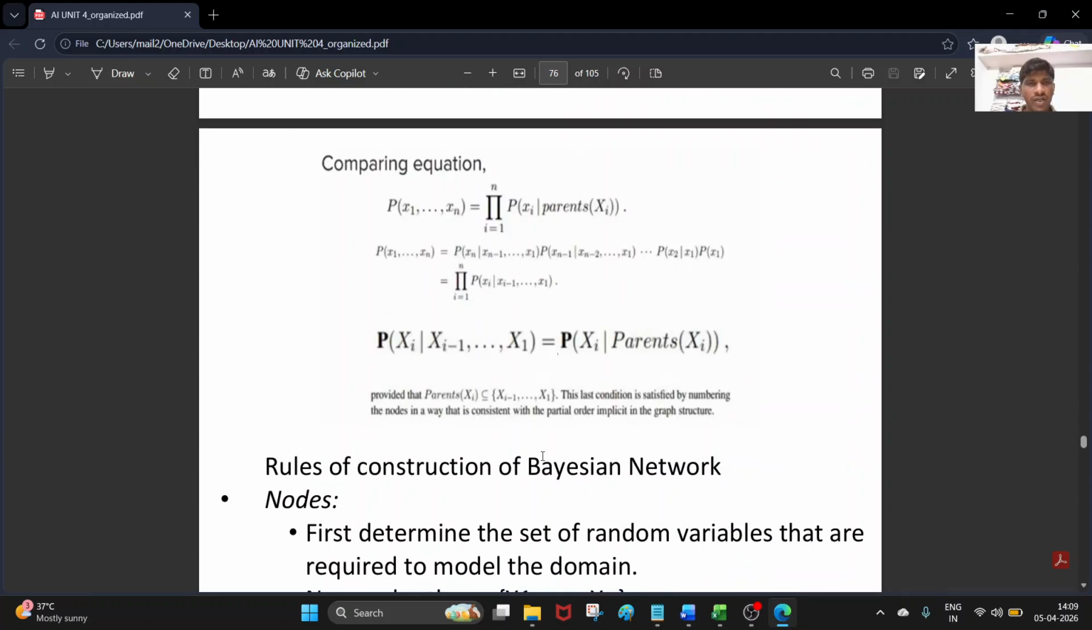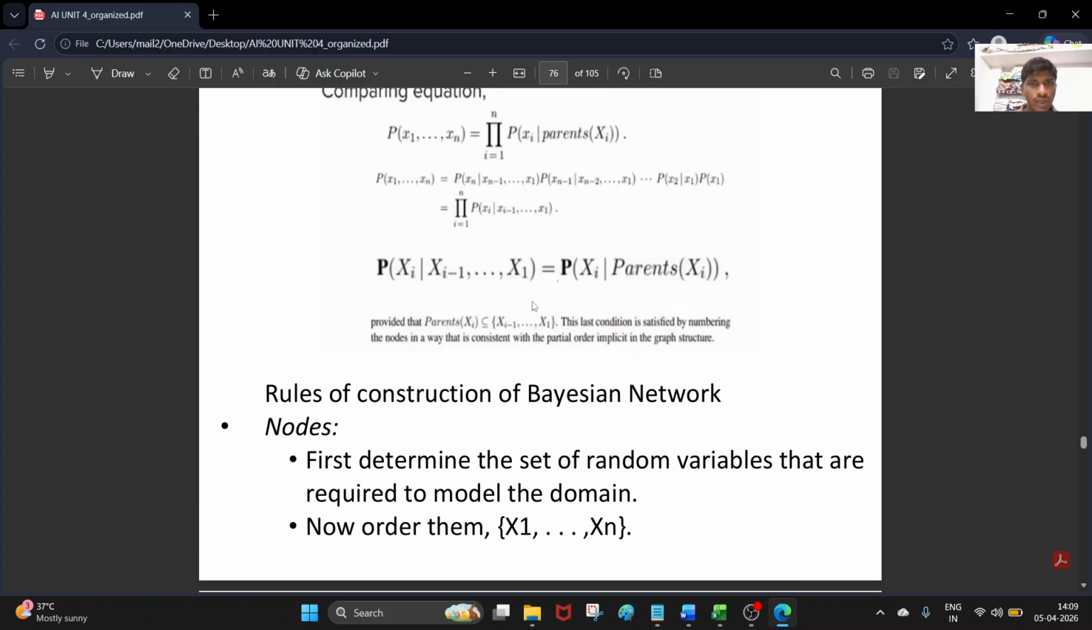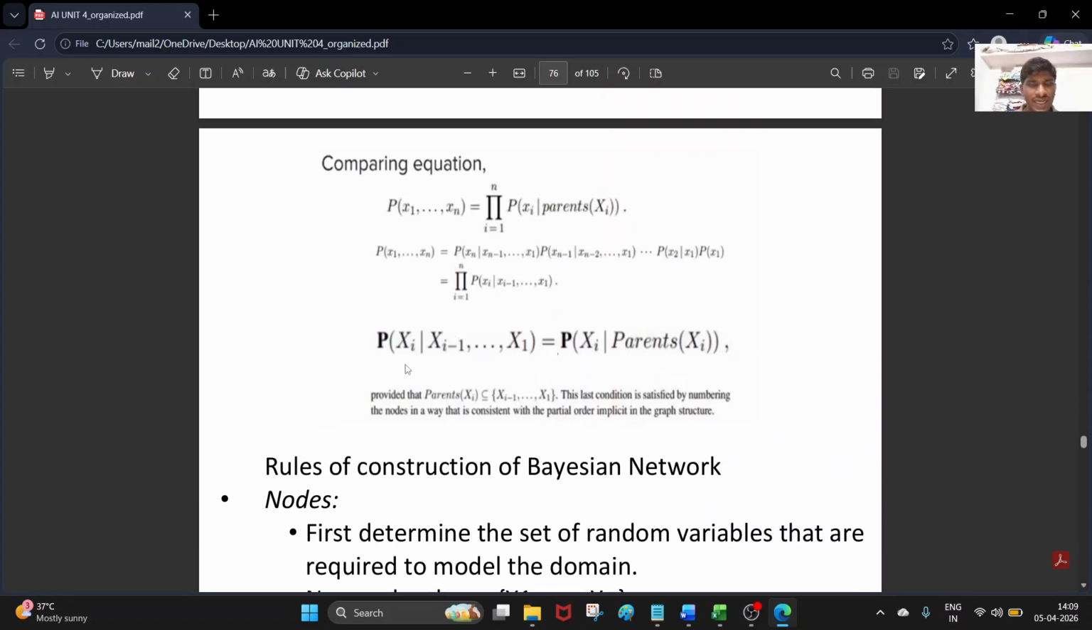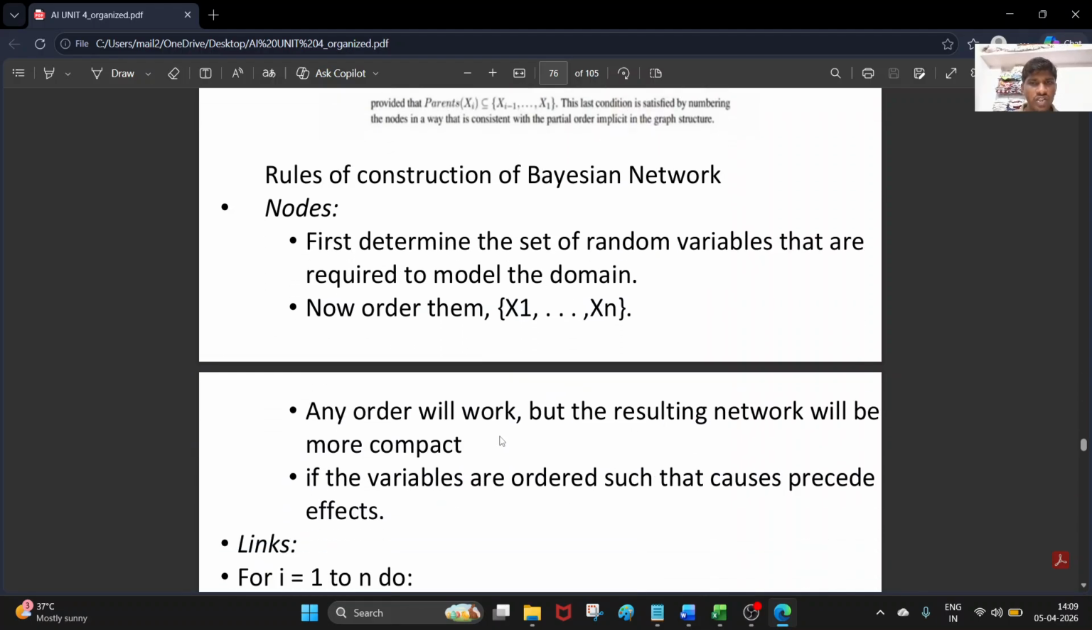So the next step is comparing the equations. For both the terms, we are going to compare this one and this one. These two have equal right hand sides, so we are going to compare these two. Finally we get the answer that P of X given parent of Xi is equal to P of Xi given Xi minus 1, etc. up to Xi. So, rules for construction of the Bayesian network.